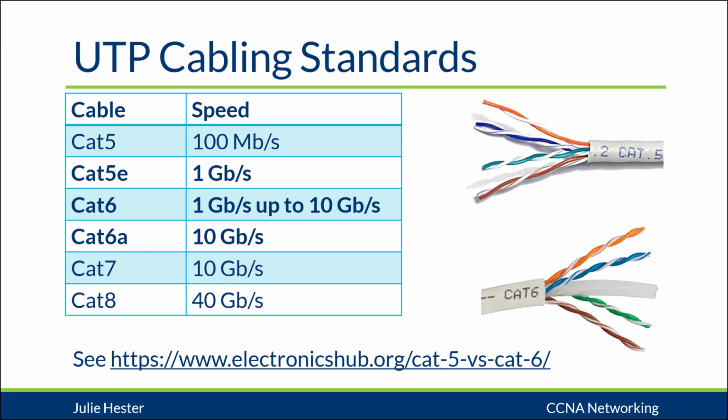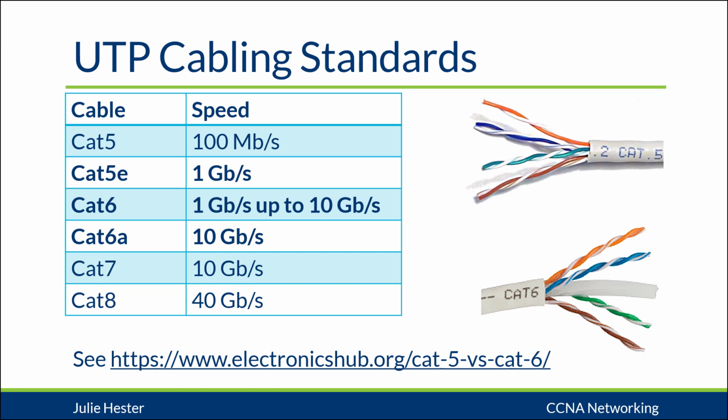Cat5e replaced Cat5, and with Cat5e, we got much faster speeds of 1 gigabit per second, so it was a great improvement. Later on, Cat6 was developed, and a Cat6 cable can also get us 1 gigabit per second, but in some short distances, we might be able to get up to 10 gigabits per second.